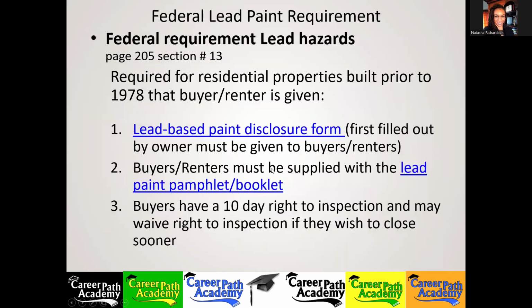So, contracts for sale or lease, they also have to have disclosure in the contracts about the lead paint that we've given you, that separate lead paint disclosure statement, separate from the contract. Giving you a 10-day opportunity to conduct an inspection or waive that inspection right. And the lead pamphlet, the book about lead hazards in the home, has to be given to potential buyers and renters of that property.